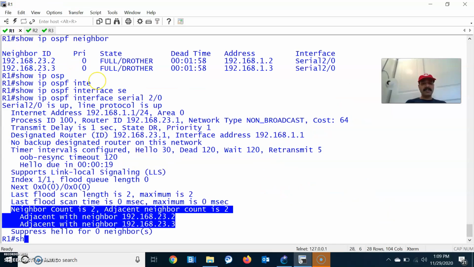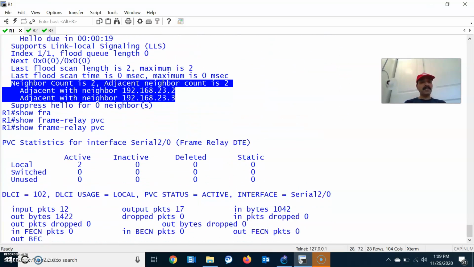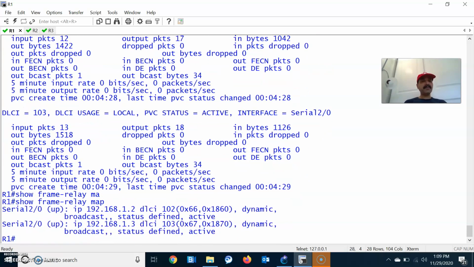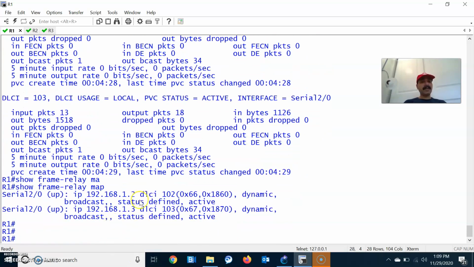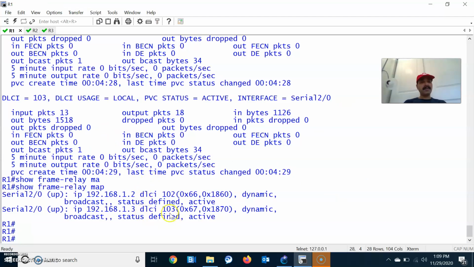Now we can check the PVC status. Show frame-relay PVC will show the virtual circuit status. It should be active. It has two PVCs, right? 102 is active and 103 is active. In a similar way, we can check the map statement. For DLCI to IP, this is the mapping statement. DLCI 102 is mapped to 1.2, and similarly 103 is mapped to 1.3. This is defined by frame-relay inverse ARP, right?